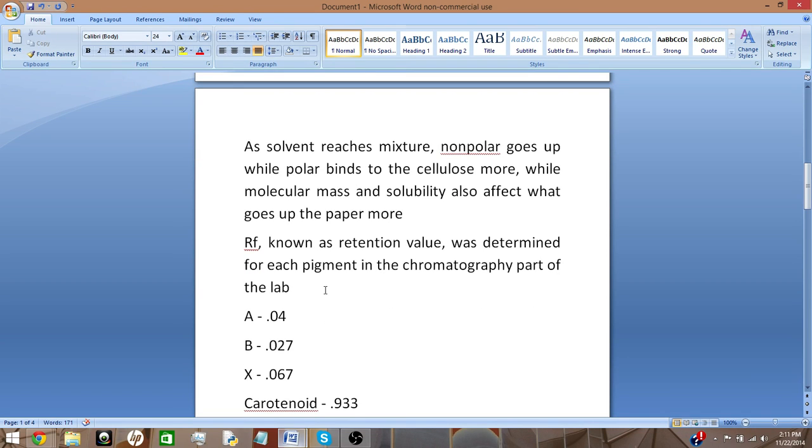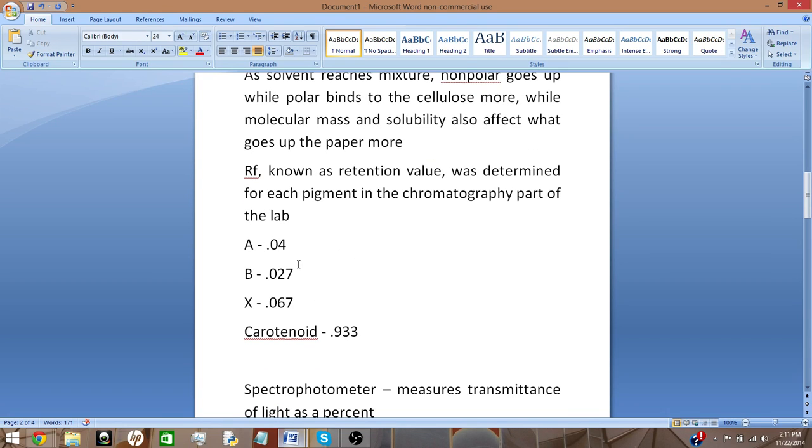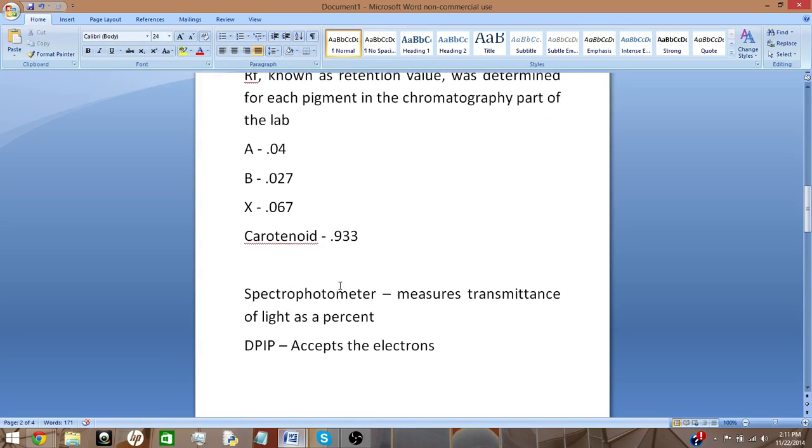The Rf value, which is what we found, known as the retention value, was determined for each pigment. What this will show is which pigment went up the furthest, because it's the distance the pigment traveled divided by the distance that the solvent traveled. For chlorophyll A, this is 0.04. For chlorophyll B, this was 0.027. For xanthophyll, this was 0.067. And for the carotenoids, it was 0.933, which shows that in order of furthest to it didn't move at all is the carotenoids, the xanthophyll, the chlorophyll A, and the chlorophyll B.